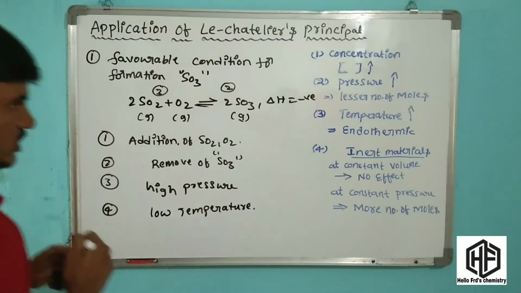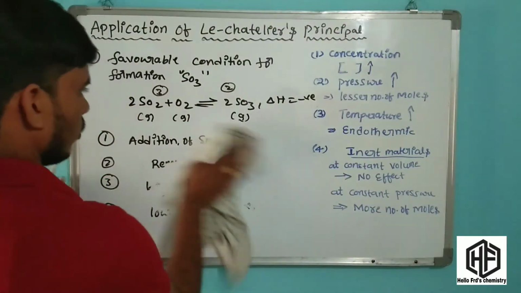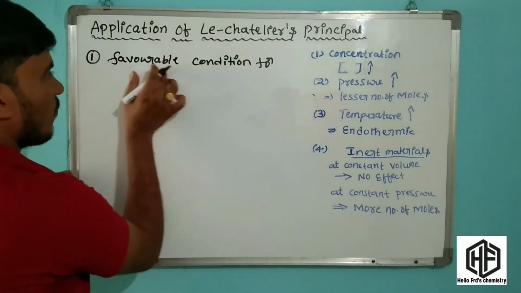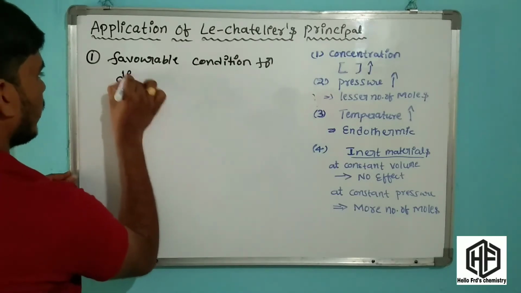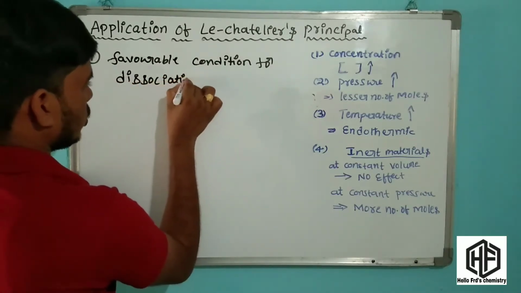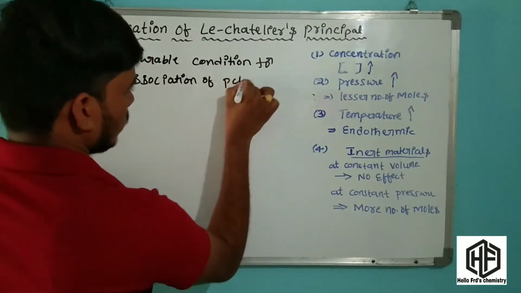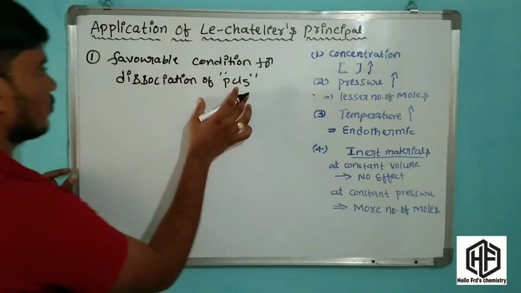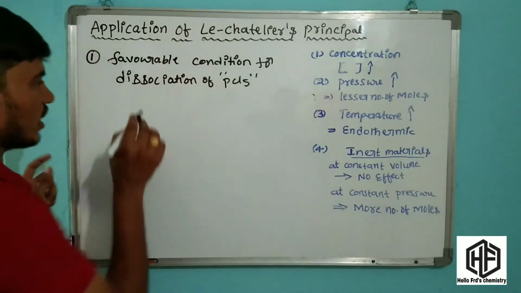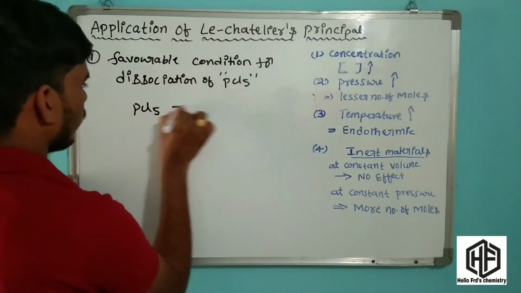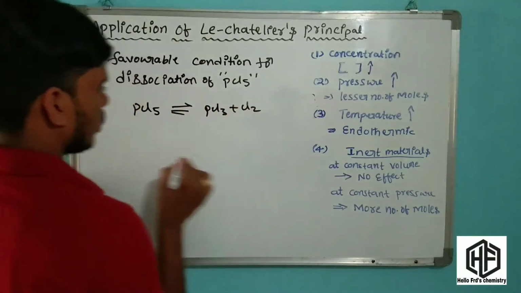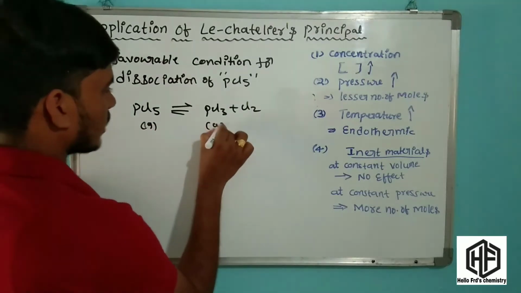And the next question is the favorable condition for dissociation of PCl5. Friends, what is the favorable condition for the dissociation of PCl5? The reaction is PCl5 dissociating into PCl3 plus Cl2. These are all gaseous molecules.